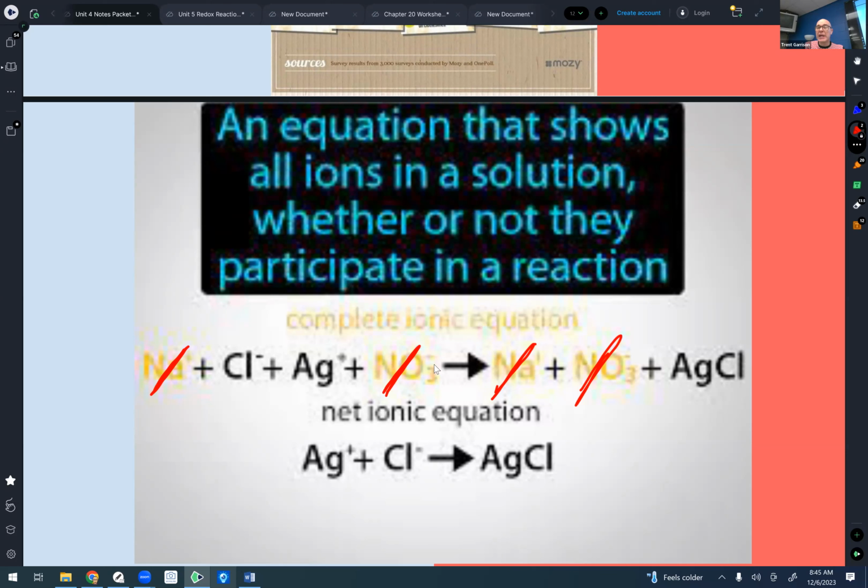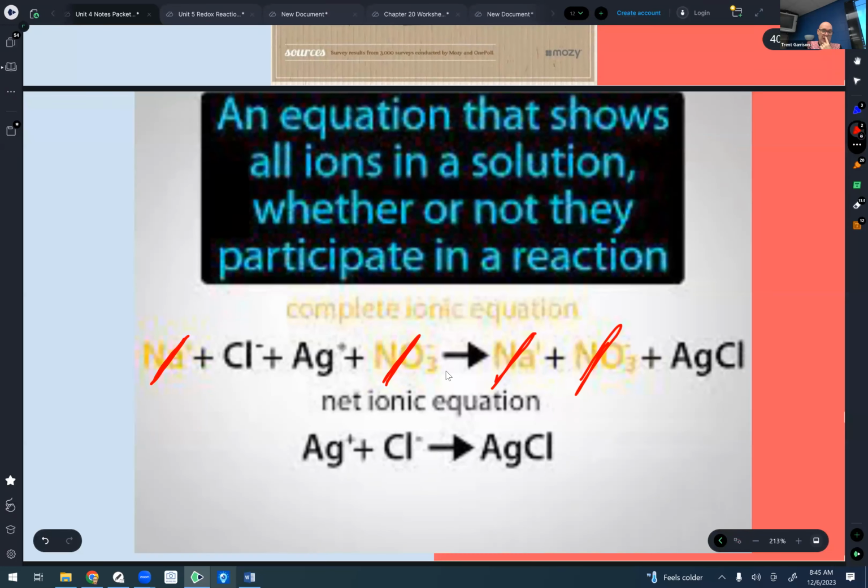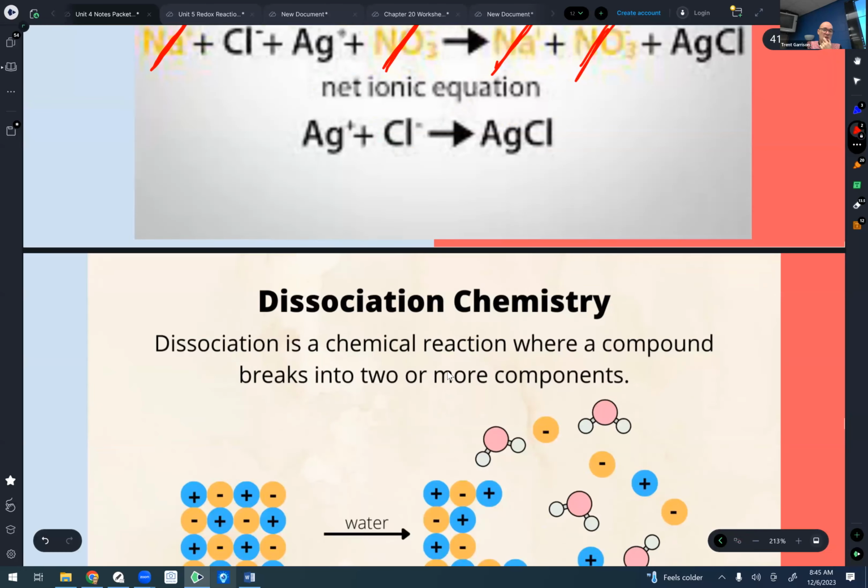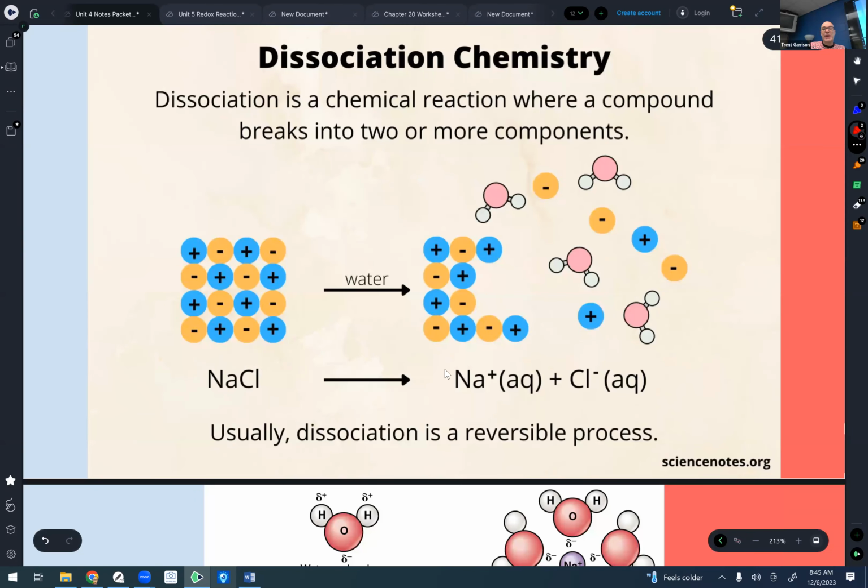There's only a few places where it gets a little bit tricky that you're going to have to follow along with me. I'll guide you through it. So here's a little bit of background. Here's a fancy word that just means to break apart. The word is dissociation.